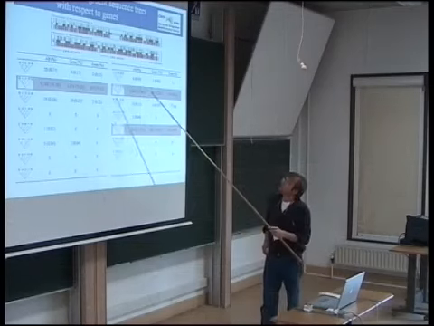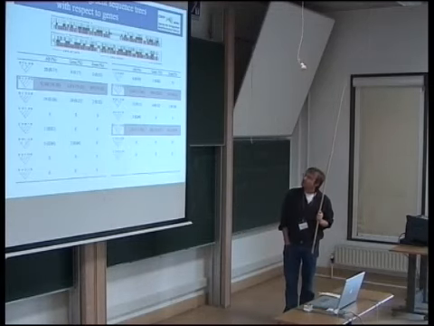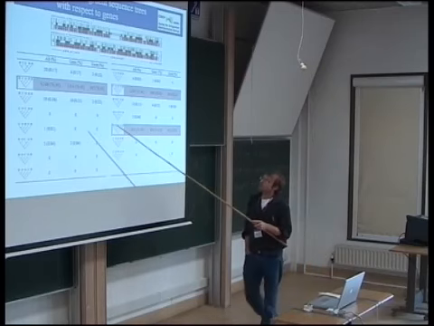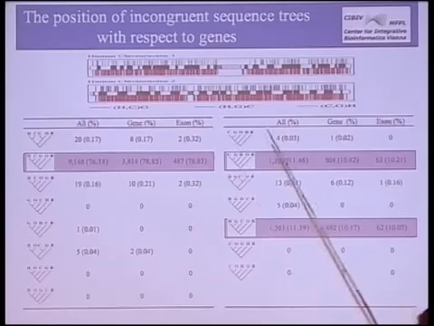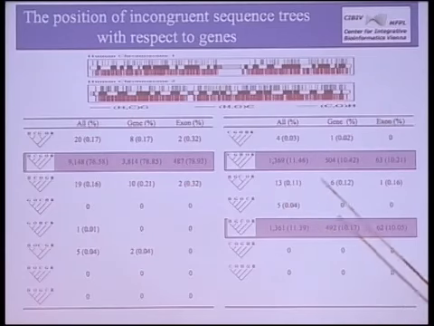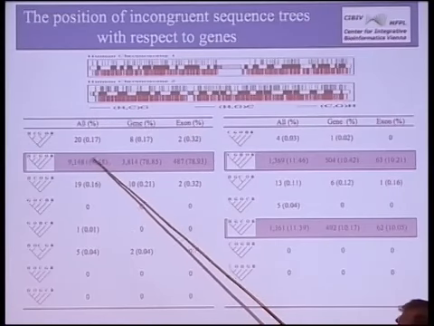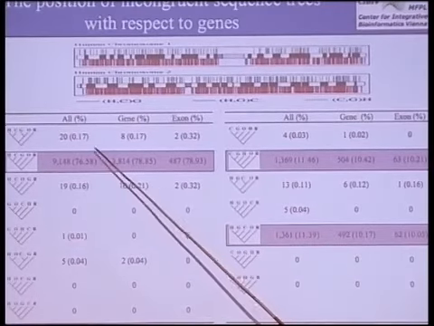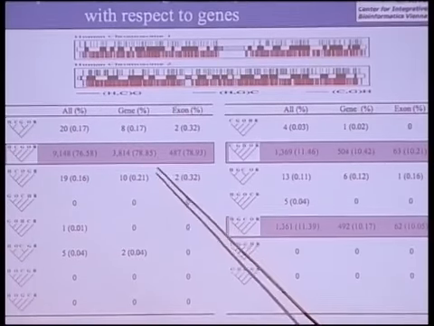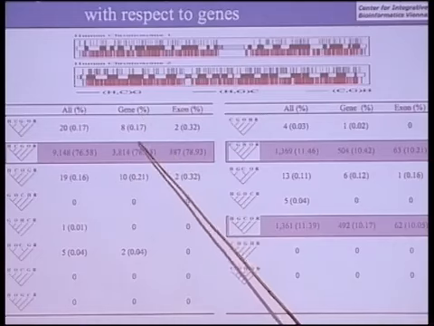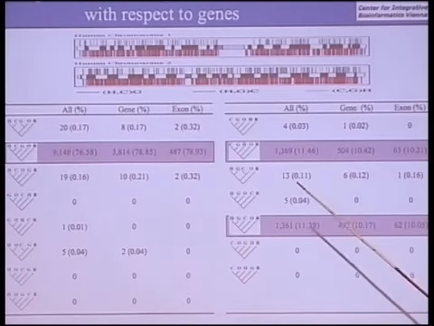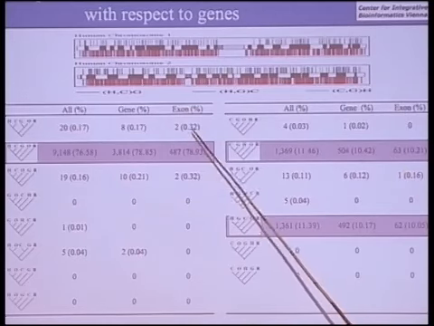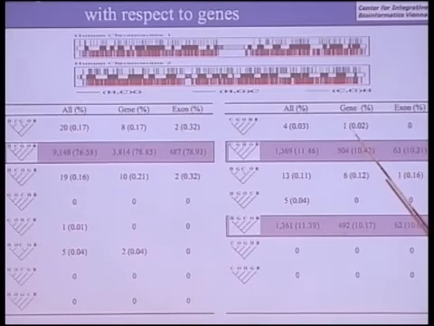So just to give you one example, the frequency of congruent and incongruent trees is by and large independent of the region of the genome you are looking at. I said we have about 77% congruent trees if we look at the entire data set. If we look at genes, this number increases a little bit to 79%. And if we look at exons, the number is also something like 79%.